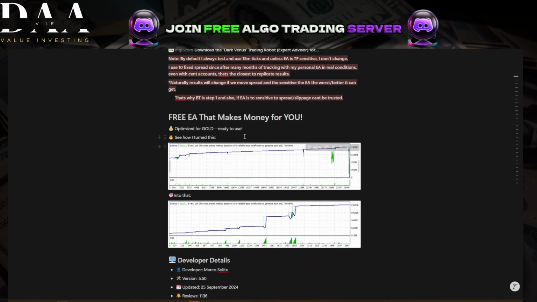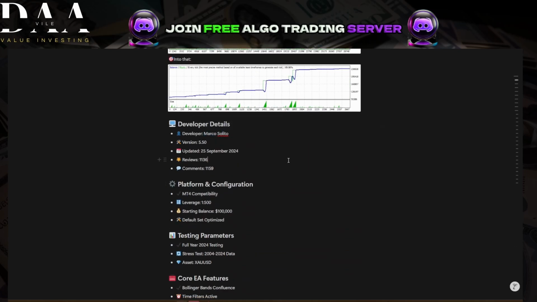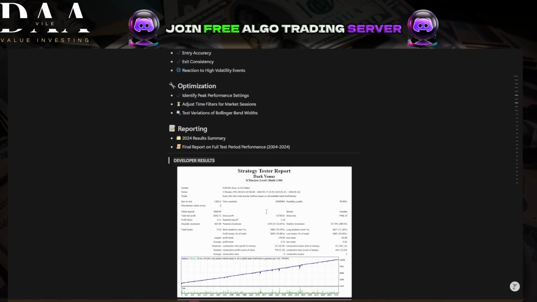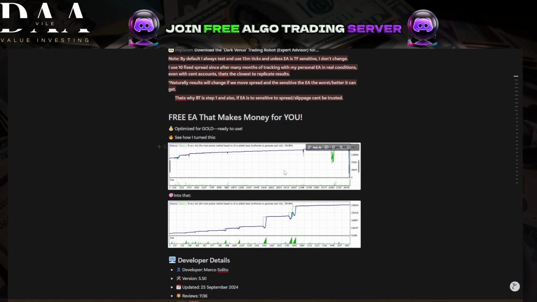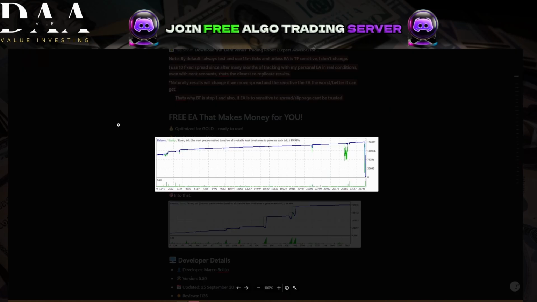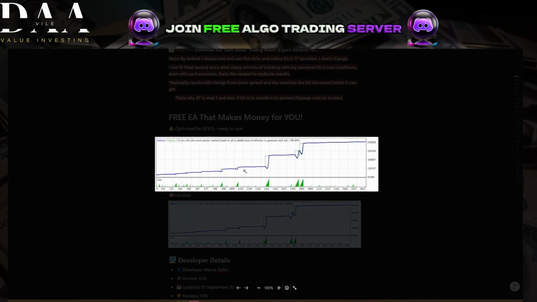So I'm going to share this quick guide of the EA. Shout out to Marco Solito. We have quick explanations on what the EA is, whatever the developer is sharing. As you can see, this is the default version for XAUUSD, and I managed to end with this result. This is 2004 to 2024, so 20 years of testing. Great results. At least it's not getting smoked at one point like the default version.